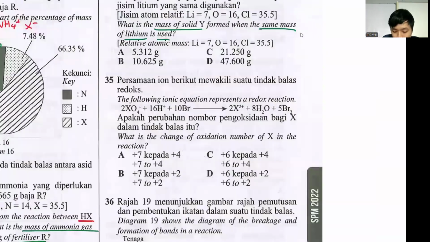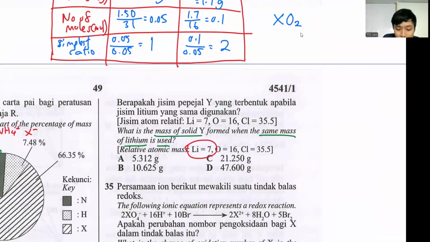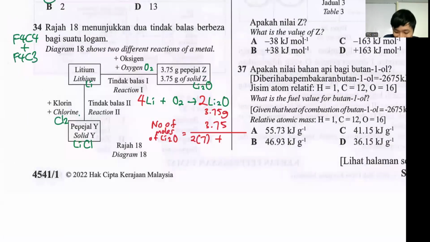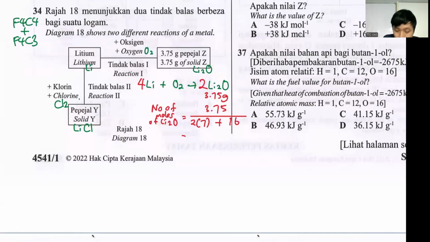Lithium is 7, am I right? Yes. And then you have oxygen 16. Then you will get 0.125 more. Then you do the ratio, because of course I want to do lithium. Okay, I got lithium, then only I can get solid Y.